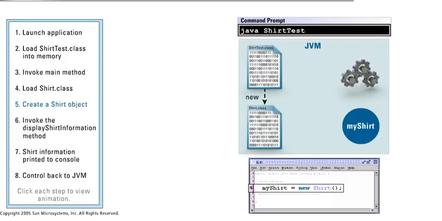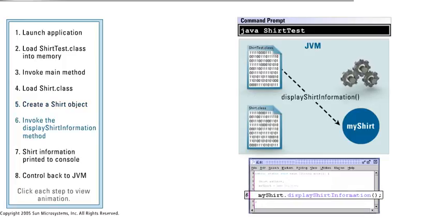Now, once that shirt object has been created, we can access the attributes of that object. We can also call methods on that object. So go ahead and click step 6. So in step 6, we're invoking the method called displayShirtInformation on the myShirt object. So it calls the myShirt object, and now it's basically turning control over to the myShirt object to run that code. So in step 7, if you click step 7, you'll see that now the displayShirtInformation method executes, and the lines of code start to run.